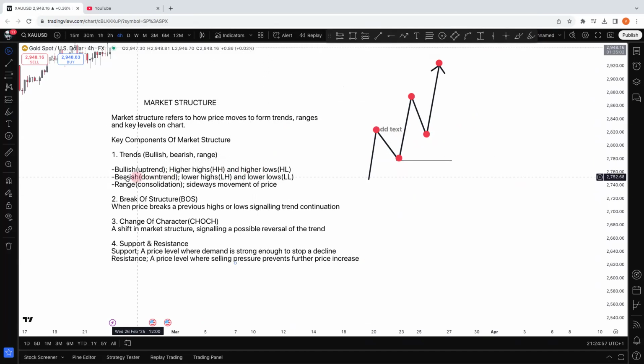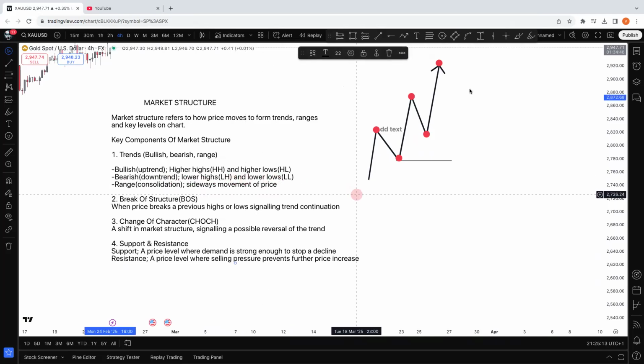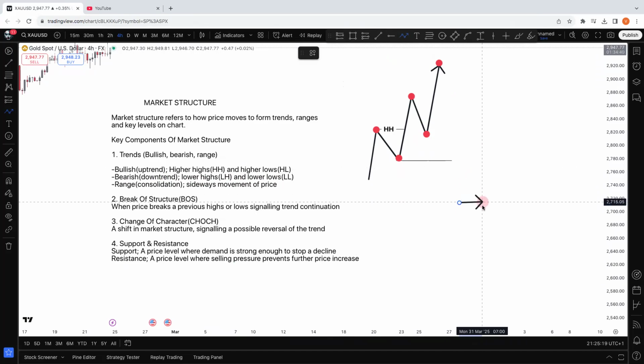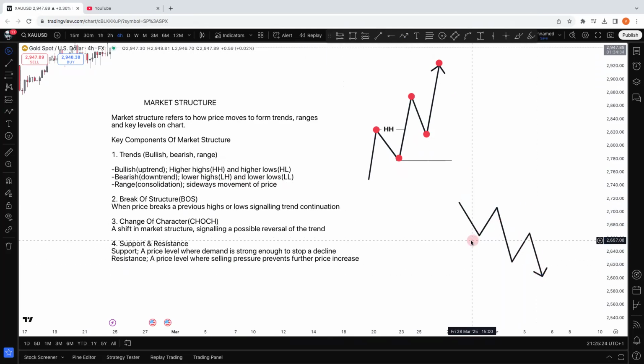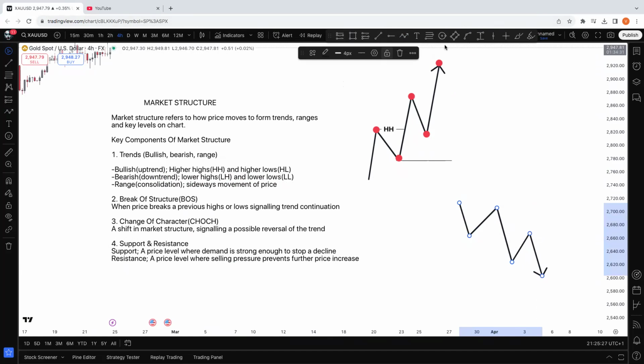Now, the next thing here is the bearish trend, right? The bearish trend means the downtrend. The bearish trend is also referred to as a downtrend, right? And the downtrend is characterized by lower highs and lower lows, right? So just the inverse of what we just did, where you have a market moving this way. Now, this zone here is the lower high and the lower low, lower high and the lower low, right?